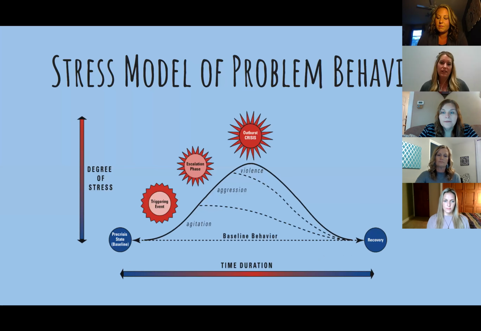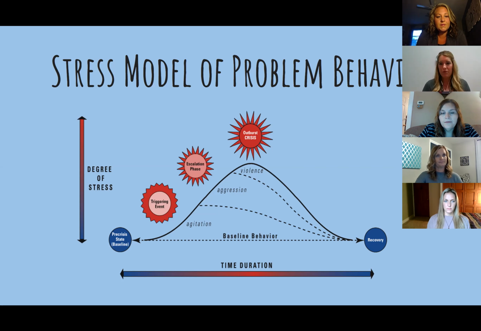And one of the ways that we can think about this baseline behavior is if we look at this stress model. I don't want you to be too concerned about memorizing what this model looks like, but I just want to make sure that you understand there are certain areas. If we know a child's baseline, we can also learn to recognize when they're triggered by something. So if you see there's that looks like a kind of a sun and it's got a circle in the middle and it says triggering event, those are the things we really need to look for in the environment.